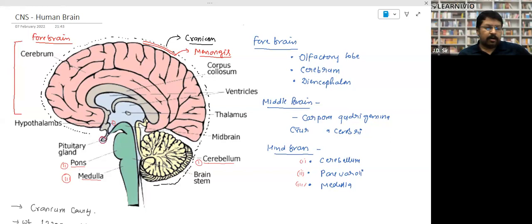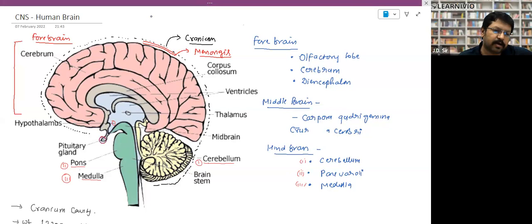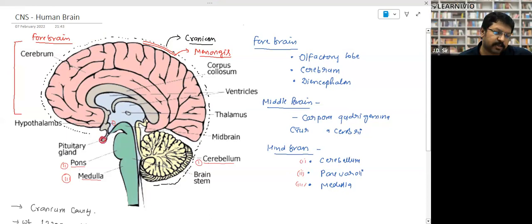There are certain glands which are found in our brain. As you can see, this is the pituitary gland. The pituitary gland is the master gland, and we will study this gland in our chemical coordination part. And there is another gland which is a bit superior to the pituitary gland. This is called hypothalamus, right? So pituitary gland, hypothalamus gland.